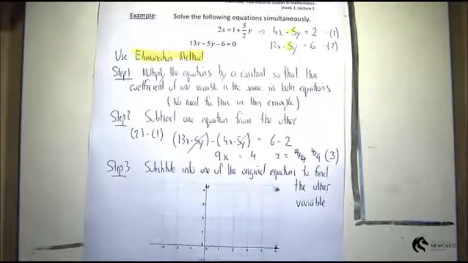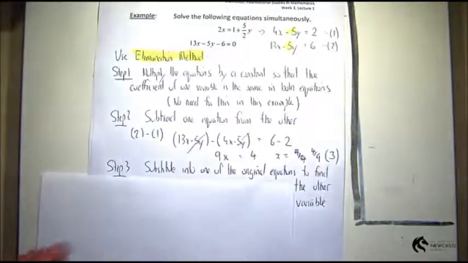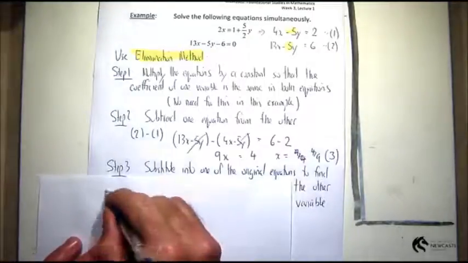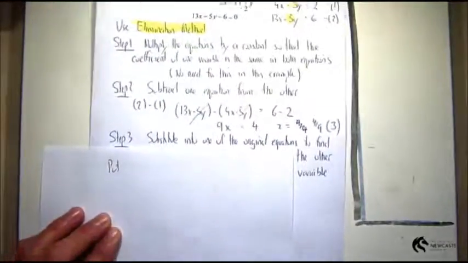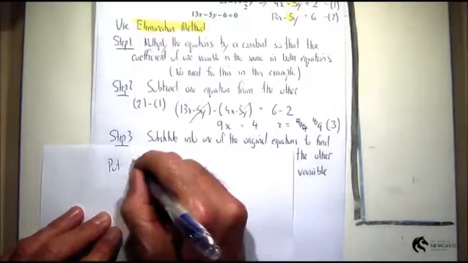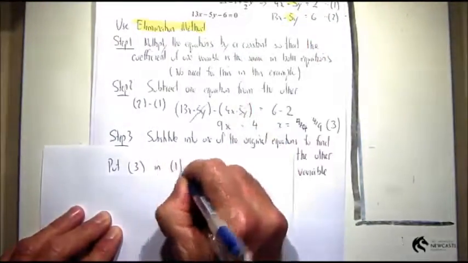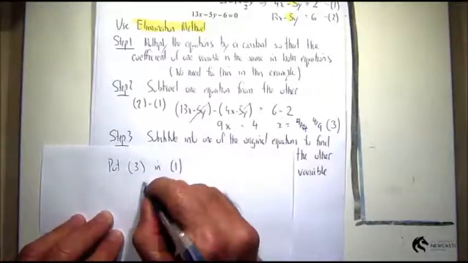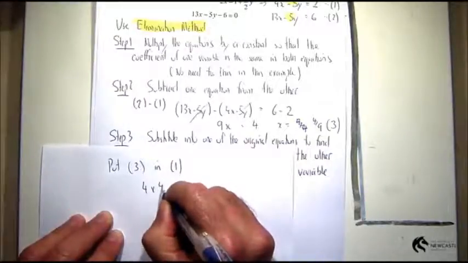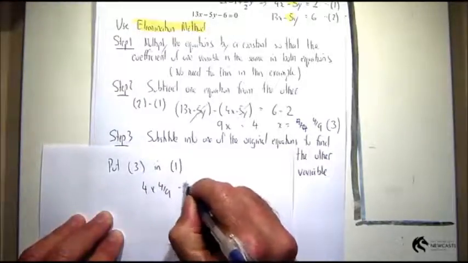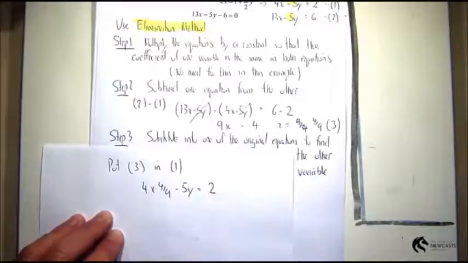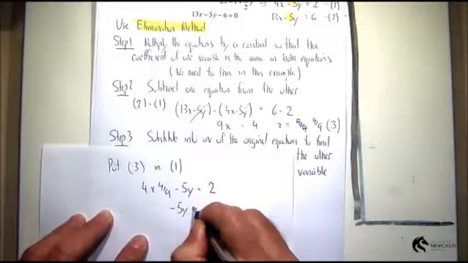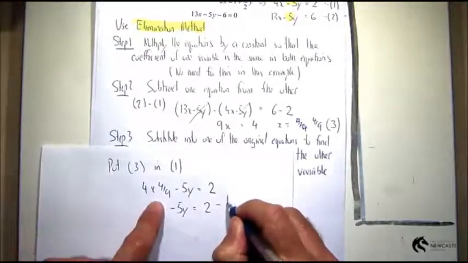So let me do that. So here I shall put equation 3 into, and I think this one looks a little nicer, so I'm going to put it into 1. But you could put it into 2. You should get the same answer. And that will say 4 times 4 ninths minus 5y should be equal to 2. So I've got minus 5y is equal to 2 minus 16 on 9.